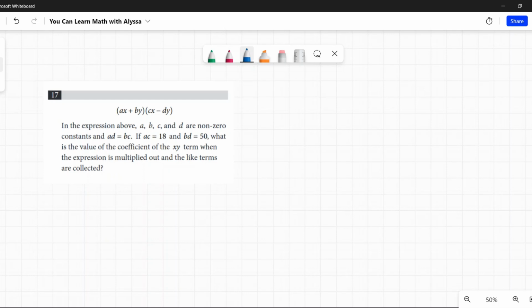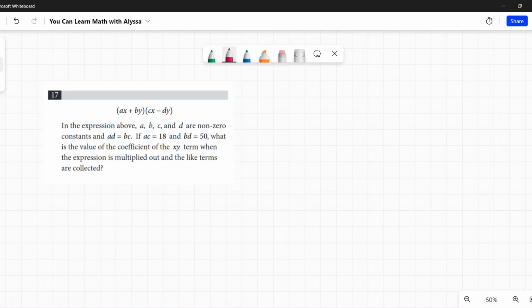Okay, so without any further ado, ax plus by times cx minus dy. In the expression above, a, b, c, and d are non-zero constants, and a times d equals b times c. If a times c equals 18 and b times d equals 50, what is the value of the coefficient of the xy term when the expression is multiplied out and the like terms are collected?